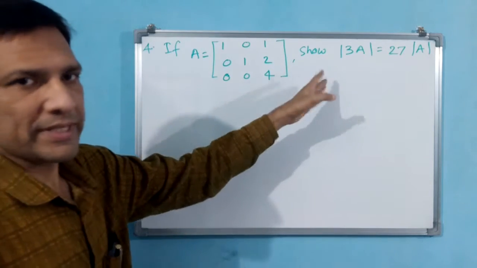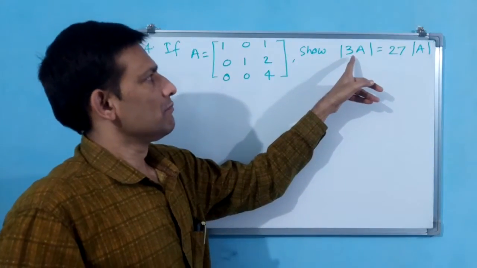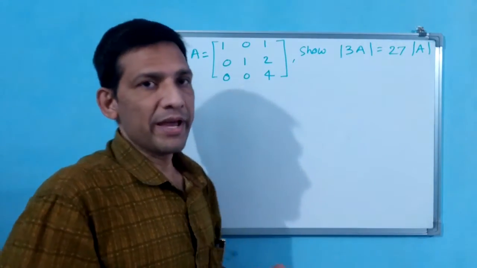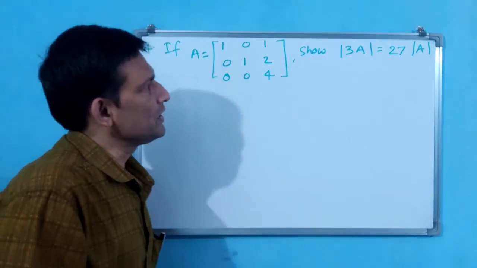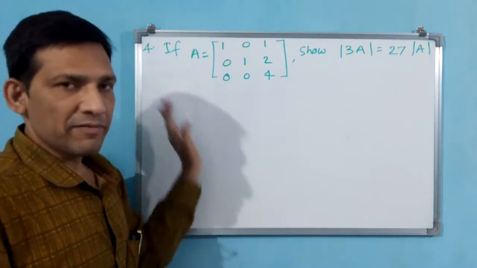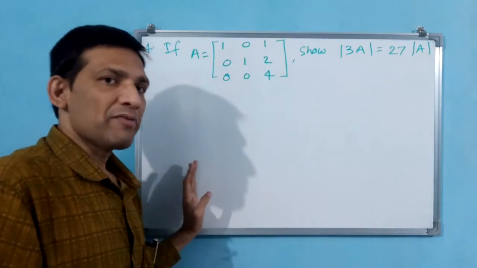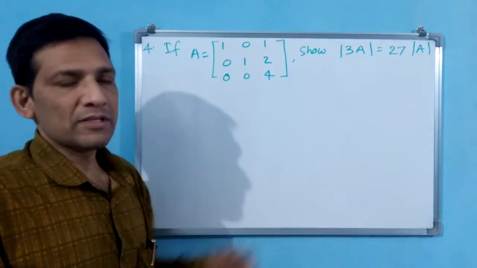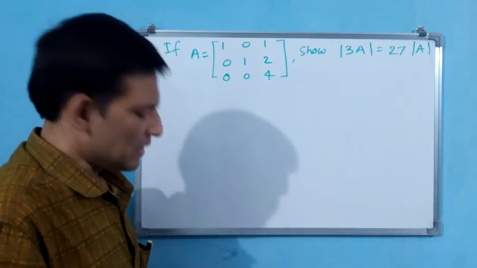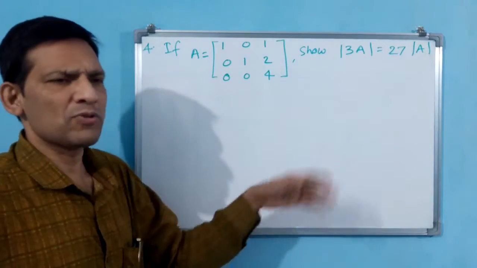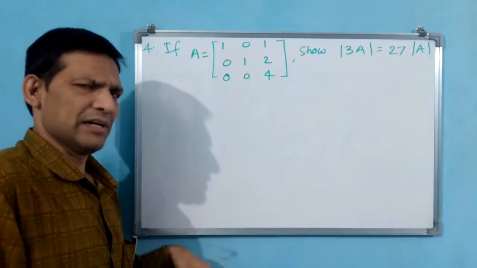Show that, they have written, determinant 3A is equal to 27 determinant A. Here also, see, first you multiply with 3 and find the determinant, keep it aside, and first you find the determinant and multiply with 27 and prove that both are the same. Like that we have to do. See, a 3 by 3 determinant has come. 3 by 3 means expansion by rows or columns, signs all will come.